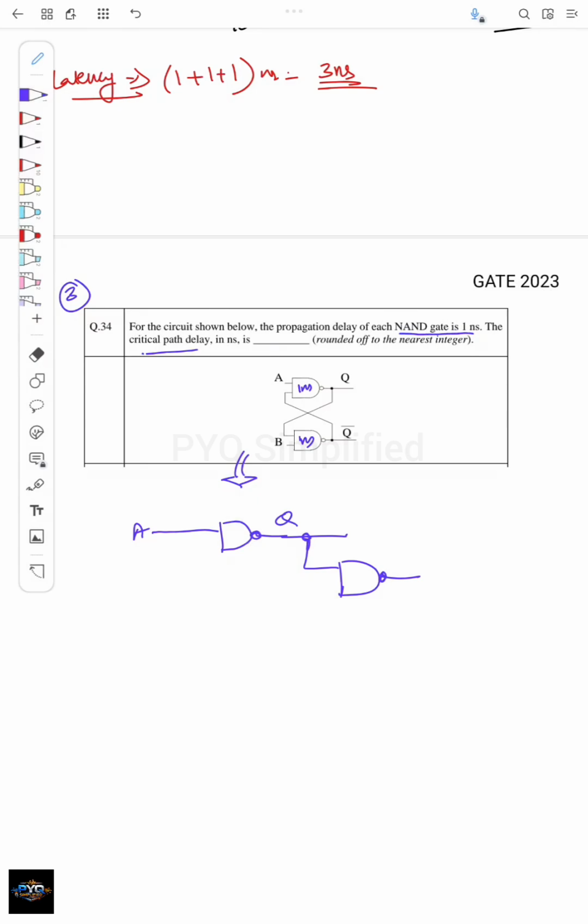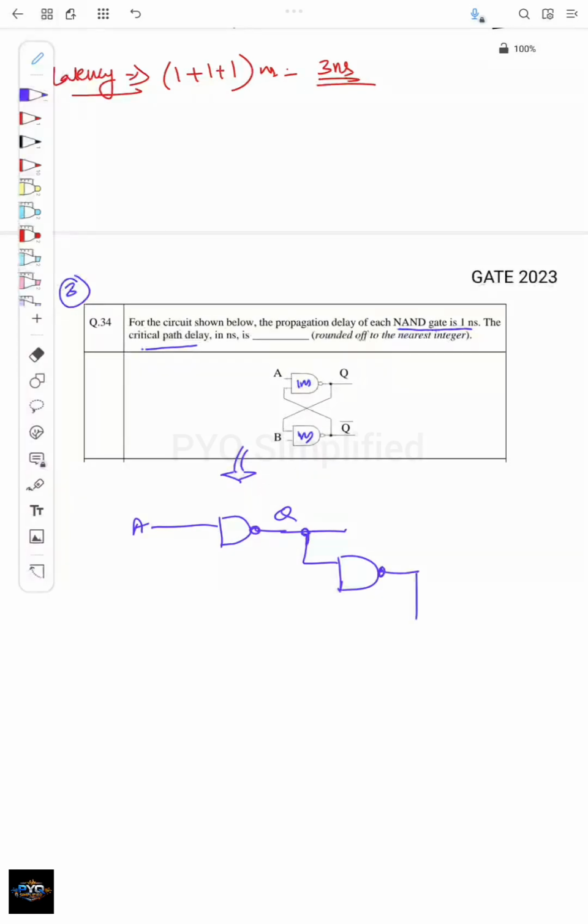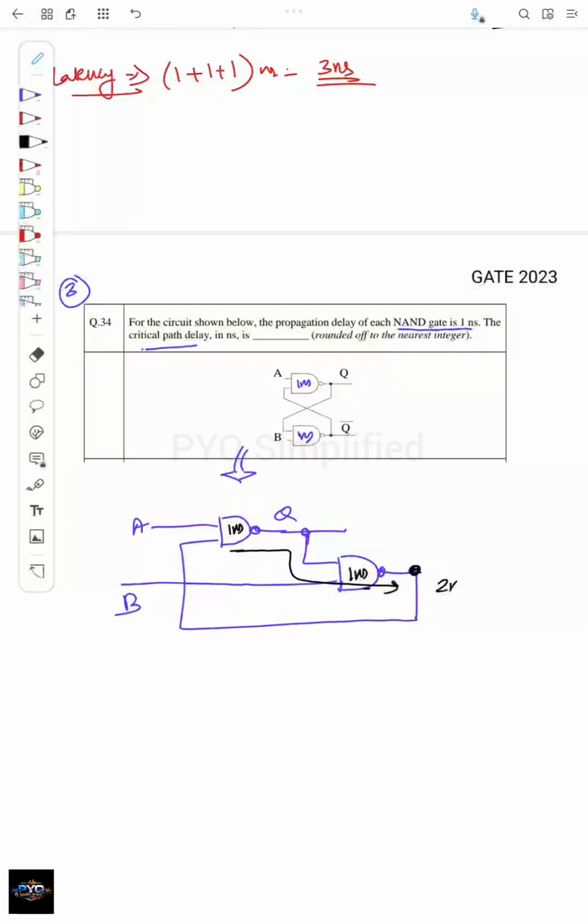Fine, and this output is given to this one, and this is P. Okay, so we know here this is 1 nanosecond and this is 1 nanosecond. So what will be the total time to get here? Here 1 nanosecond and here 1 nanosecond. So if we take this path, the total time will be 2 nanoseconds.